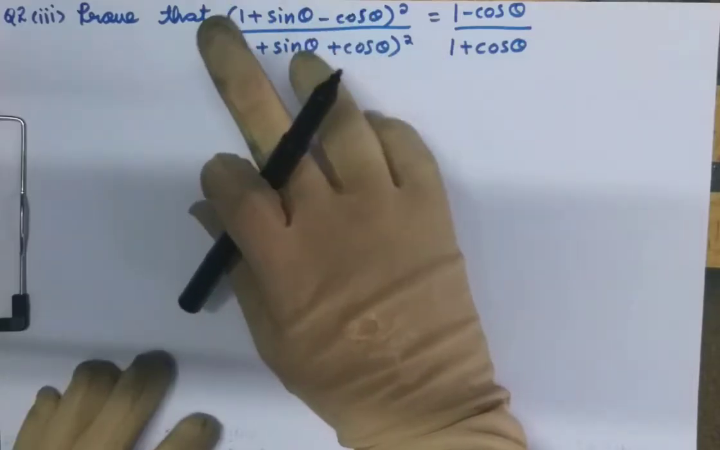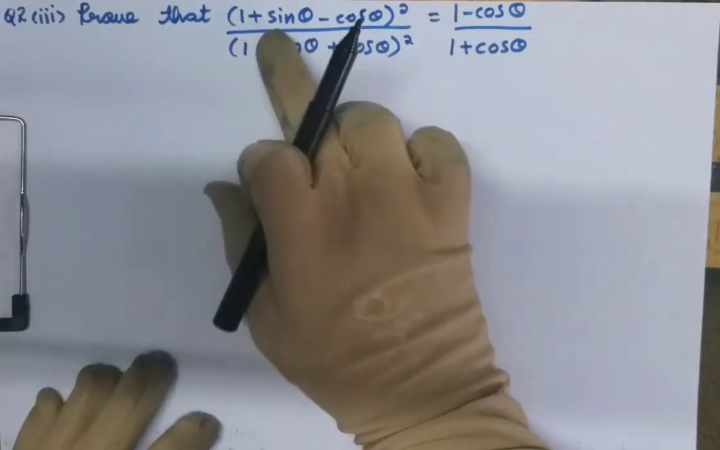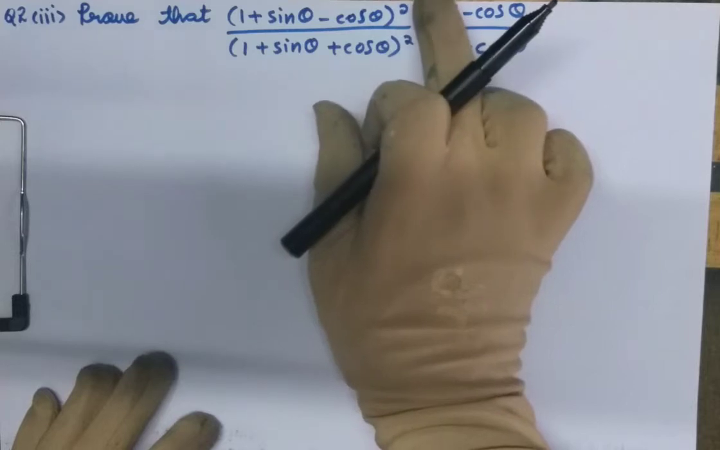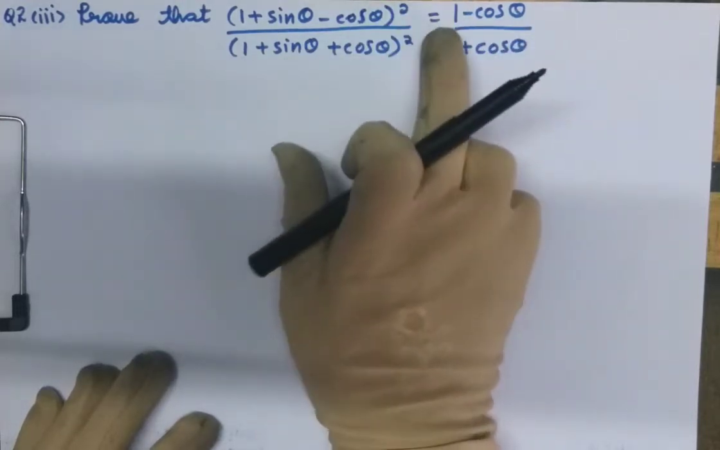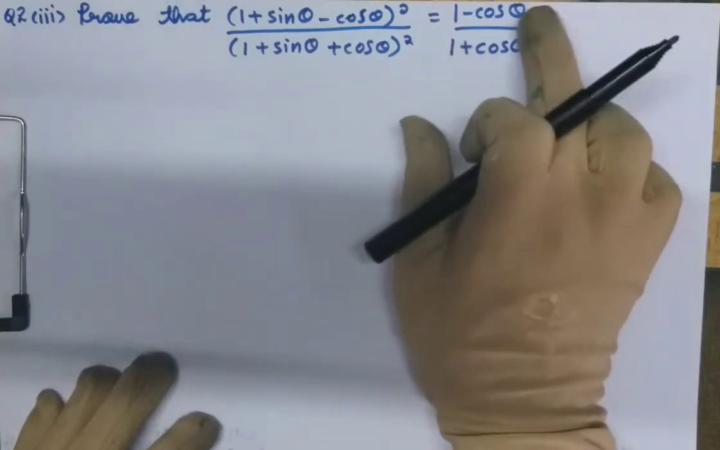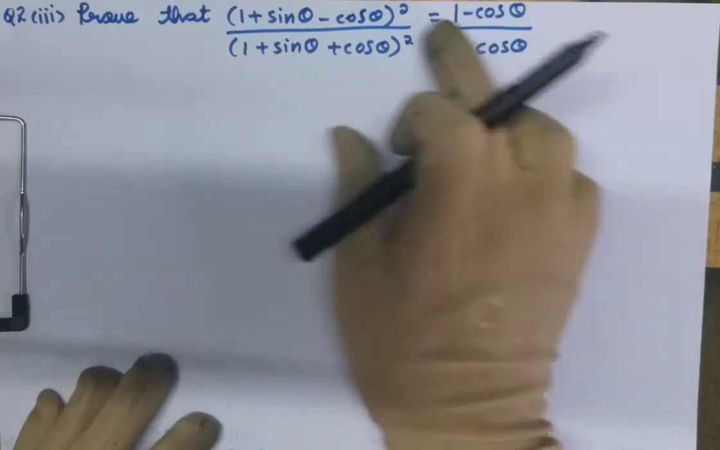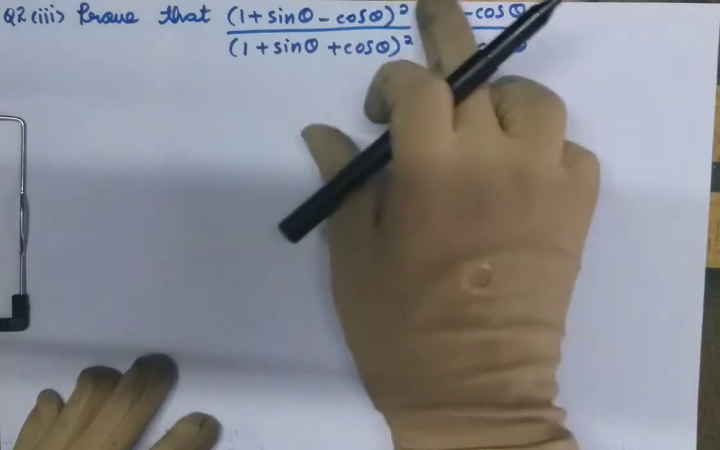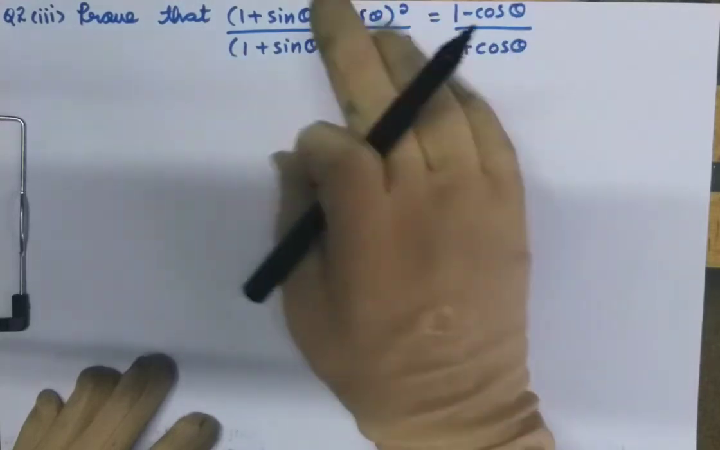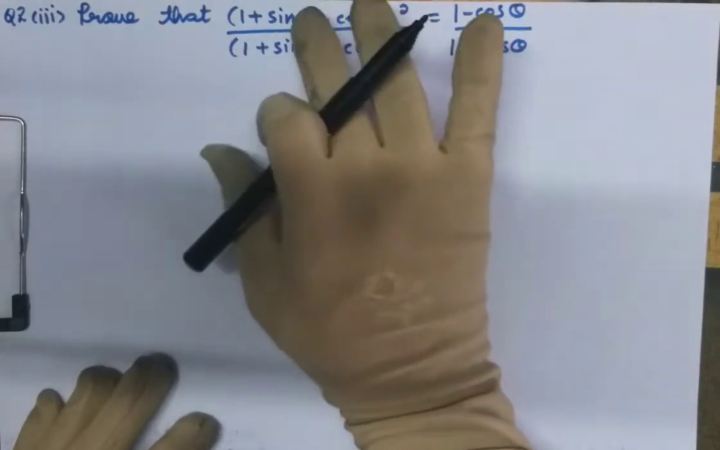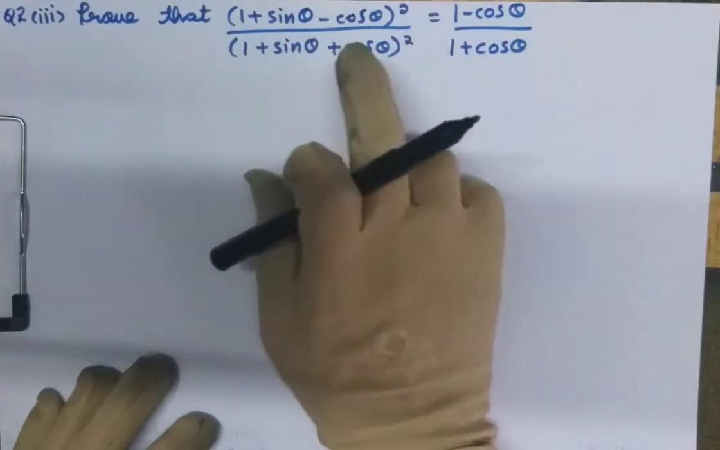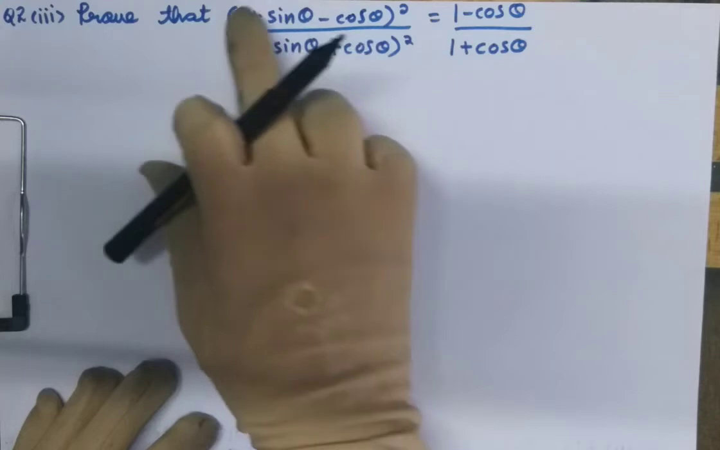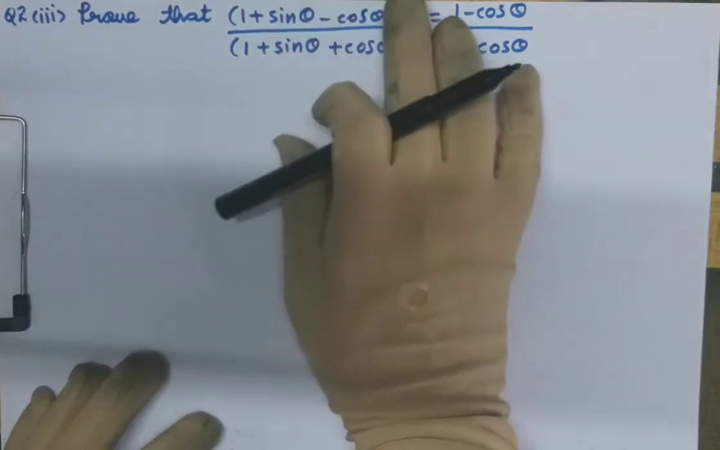First the question is, prove that 1 plus sine theta minus cos theta whole square by 1 plus sine theta plus cos theta whole square is equal to 1 minus cos theta by 1 plus cos theta. So here, as we know, in the numerator we have whole square and in the denominator we have whole square, and I said whenever you have 3 terms or 2 terms and whole square, you can use the algebraic identity. So what is the trick here? We have to take LHS and make it equal to the algebraic identity.